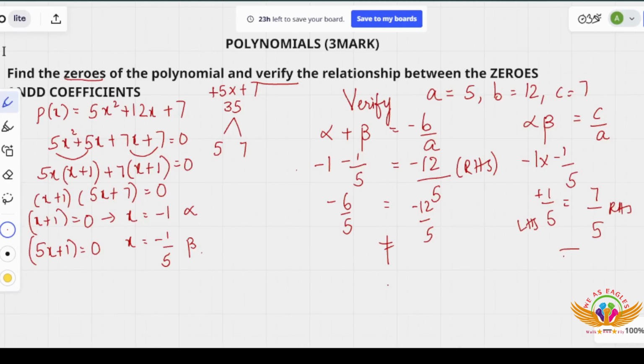Hence even these both are not equal, hence it is not proved. Okay, it is not proved. It is not verified. Okay, done.